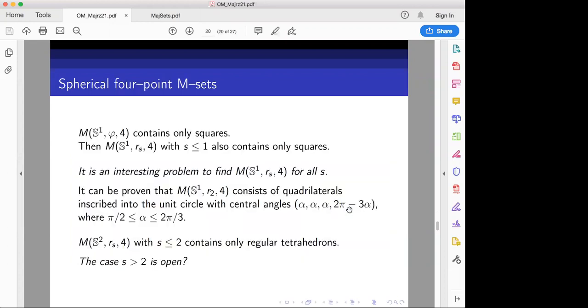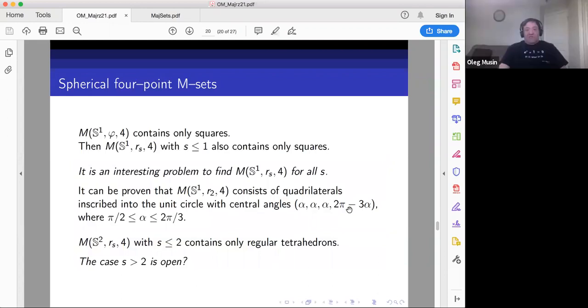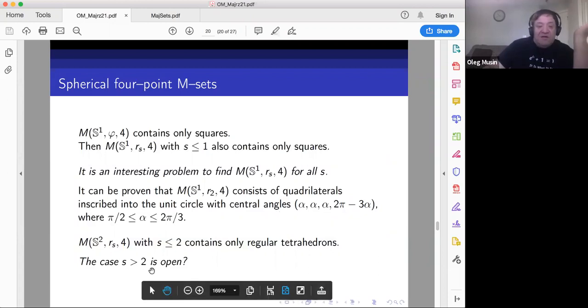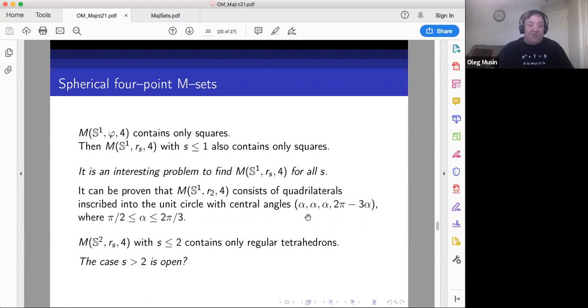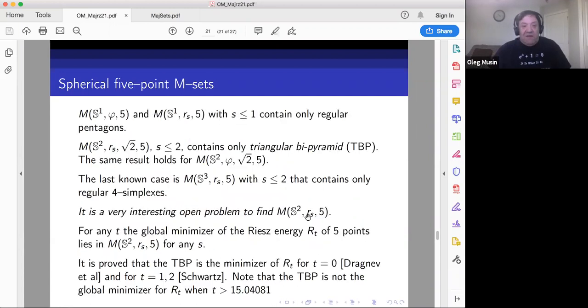For 4 points, I also considered that, and in this case it is still open for s greater than or equal to 2. We have a solution, but it is still open for s greater than 2. I can show you some example for s equal to 2. It is solved, but for s greater than 2, it's still open.